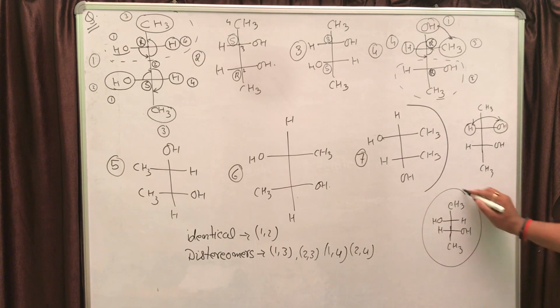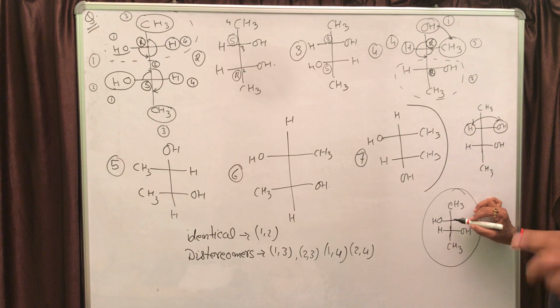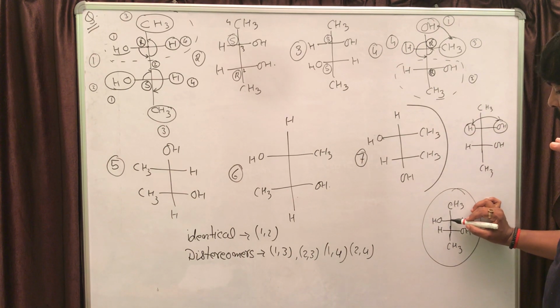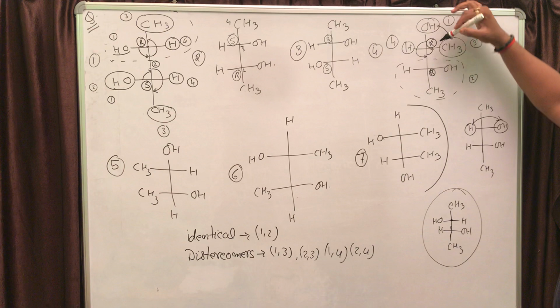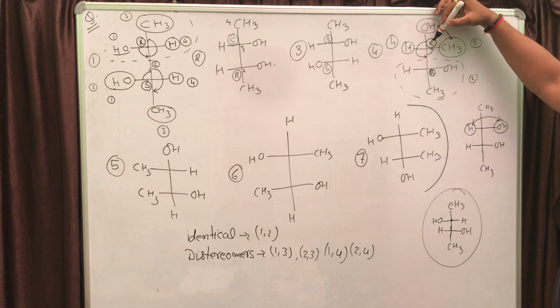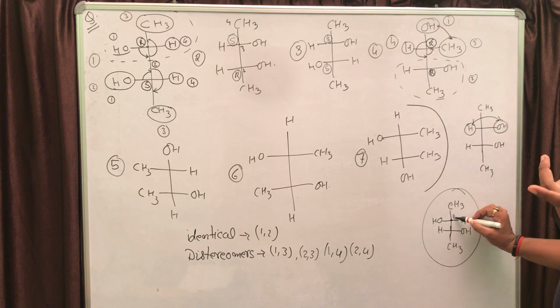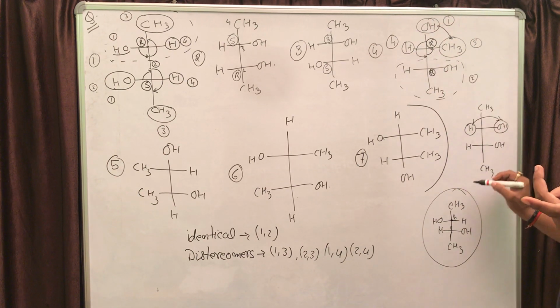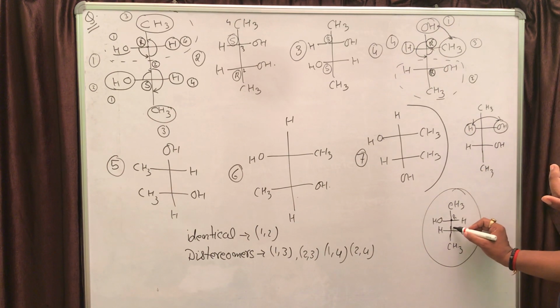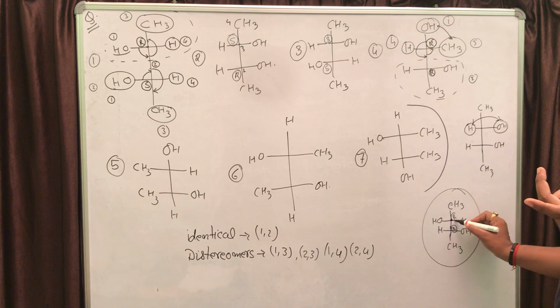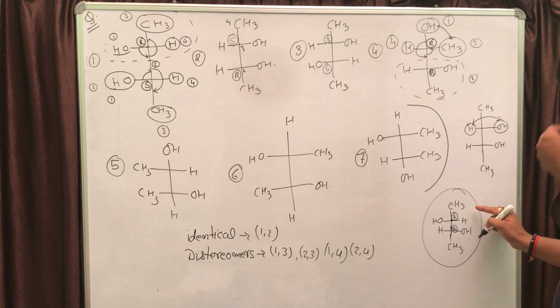What I have done, I have done two changes around the first chiral carbon. So if it was having R configuration, on doing an even number of changes around the chiral carbon, the configuration will be retained, it is also R. Second chiral carbon, I haven't changed anything, so it is also having R configuration. So this compound is also having R configuration.